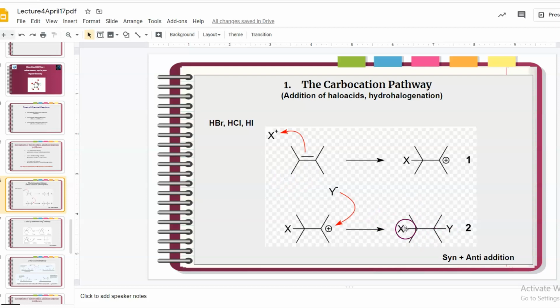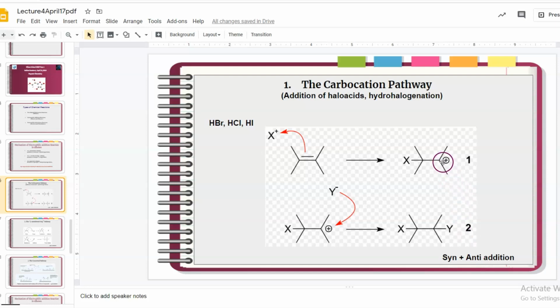Okay, so it's a hydrohalogenation reaction that occurred with the formation of a carbocation intermediate. There's a little note that I put here. This type of reaction is a combination of syn and anti-addition. So I want you to know what syn addition and anti-addition actually mean.